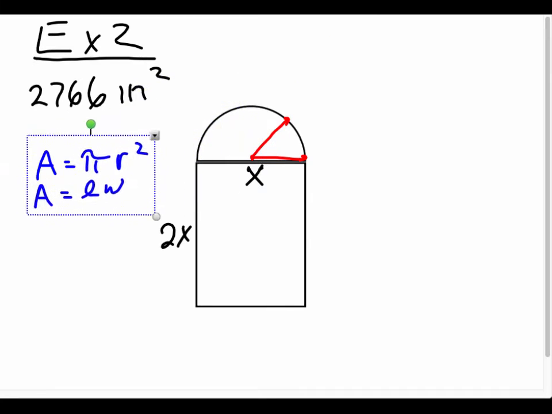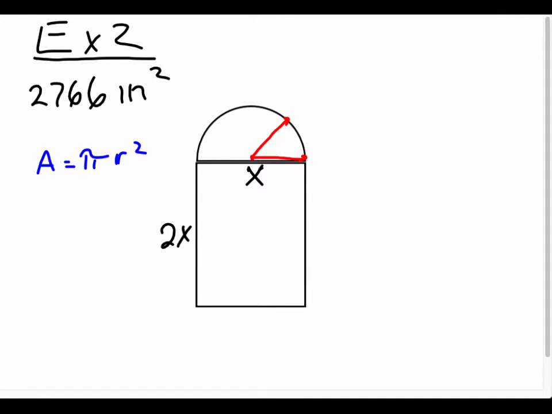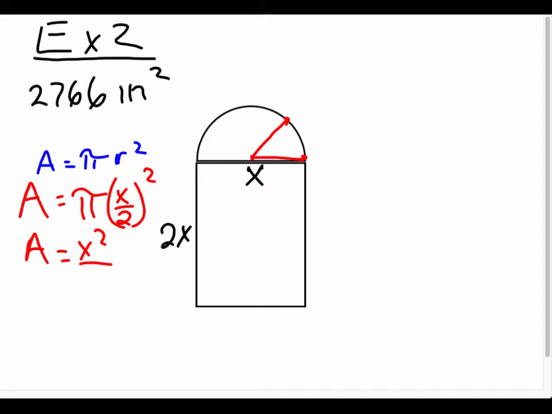Let me put them together. So let's start with the circle first. So we know that the area of the circle, and let me write it in red so you can see it, is pi times x divided by 2 in parentheses squared. So that would mean that my area is equal to x squared over 4 times pi, right? Does that make sense?